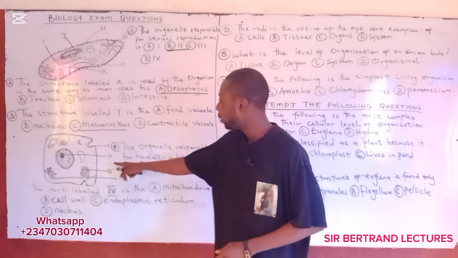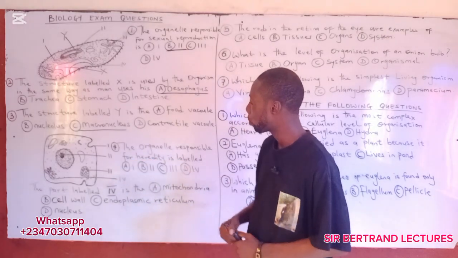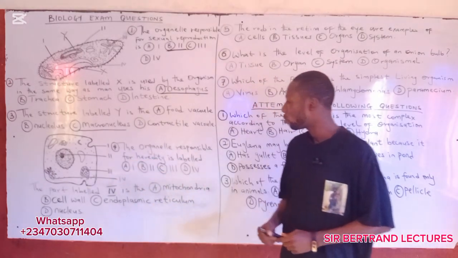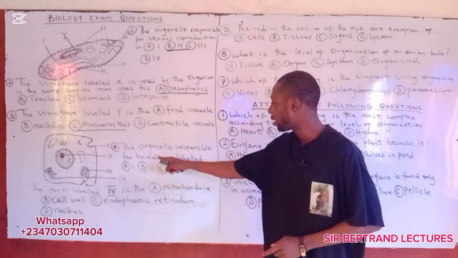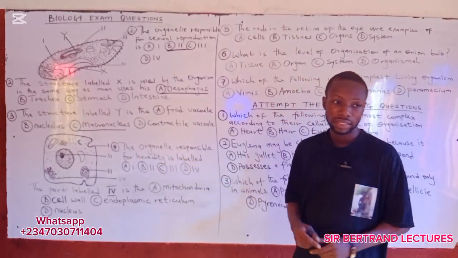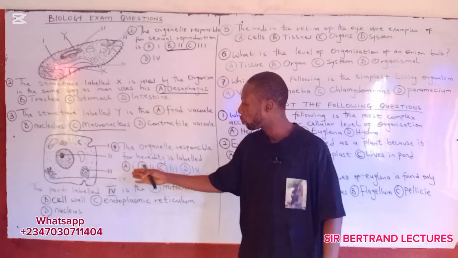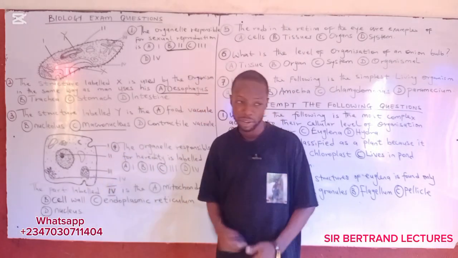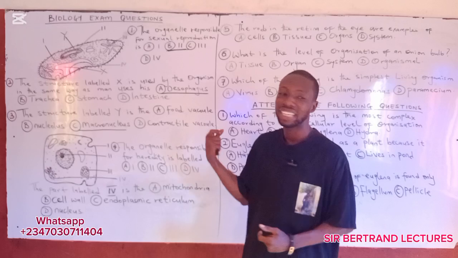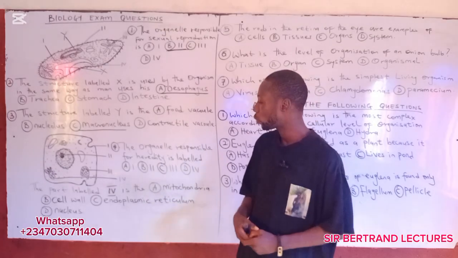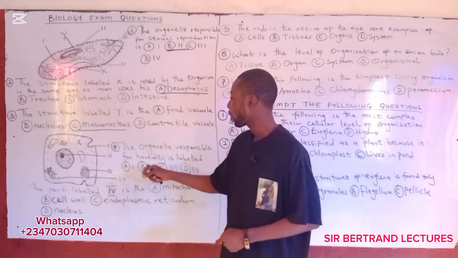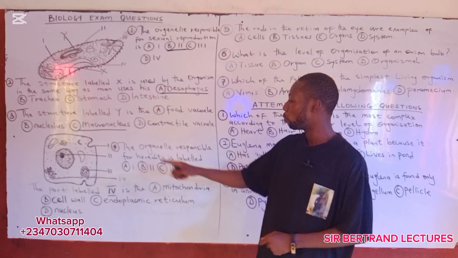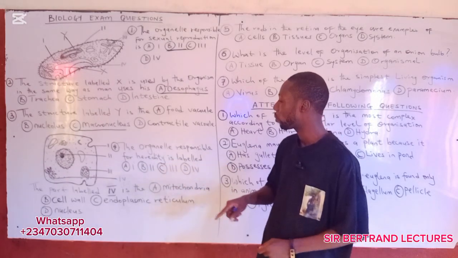Then the next question, question number 4. The organelle responsible for heredity is located, that is, which of the following labels I, II, III and IV contains the hereditary material? That's what the question is asking us here. The organelle responsible for heredity is what?